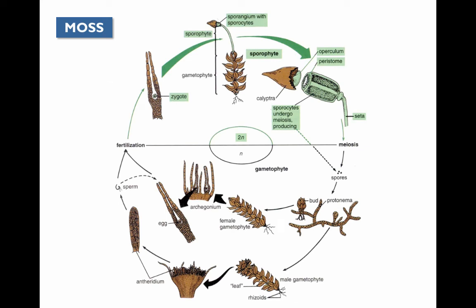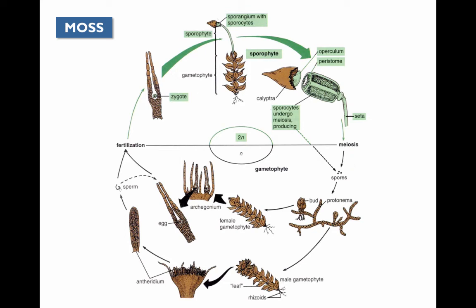Now, when I'm talking about different groups of plant, I always like to summarize what we've learned by looking at the life cycle. So here is the life cycle of a typical moss. So here I'm not giving a specific name of a genus. This is just a generalized life cycle for a typical moss.